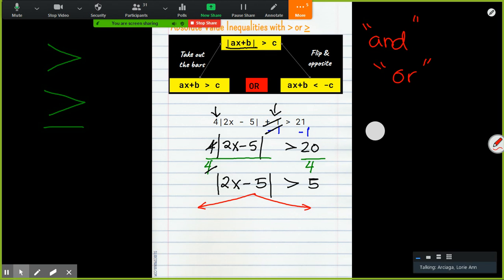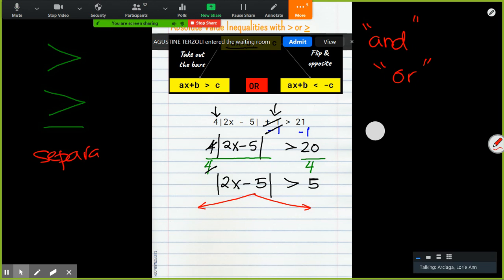So let me say that again in case you got confused. You had to separate the absolute value expression first. Okay? So separate.